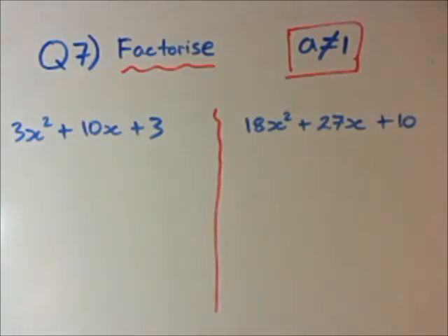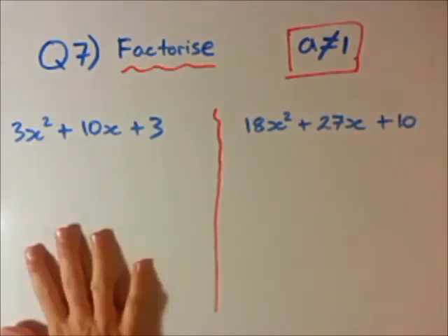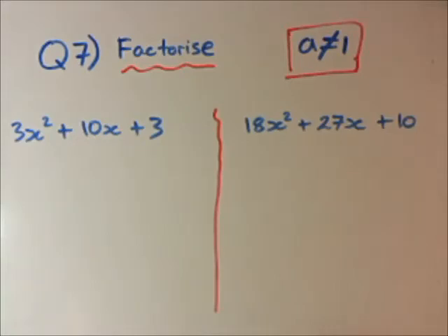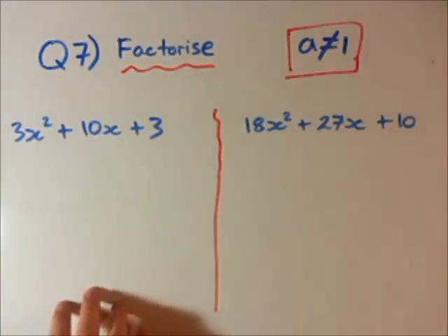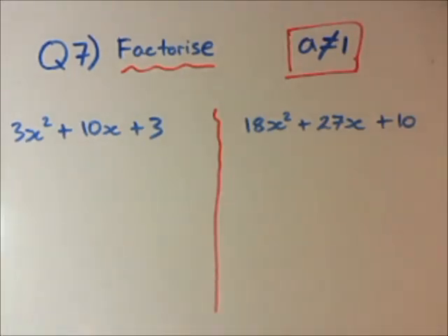Question 7, we're doing 2 more practice questions on how to factorise quadratics where A does not equal 1. So A here is 3, A there is 18. I actually explained how to do this on question 6 on the left hand side, so if you want to go and have a look at that, I went through it quite slowly. I'm just going to go ahead and solve these now, how I would solve it using the Fox family method.